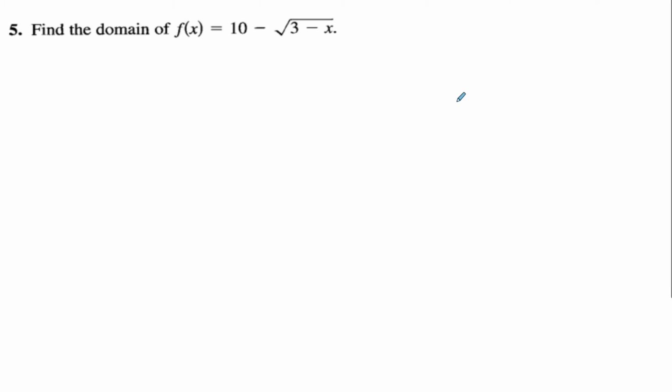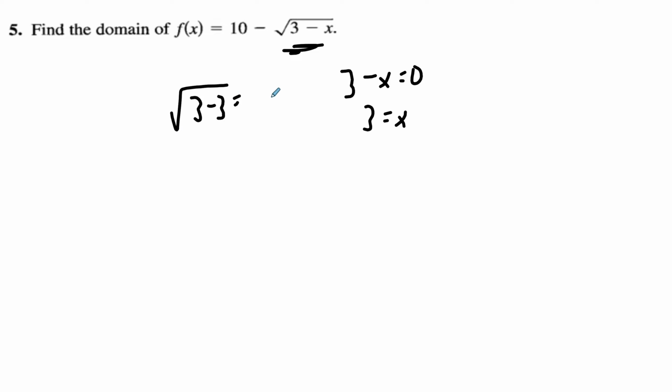Find the domain of, so what we're looking at is a square root function. So we're going to need to focus on this square root and figure out, are there any values of x that cause a problem? So when is 3 minus x equal to 0? Well, when x equals 3, because 3 minus 3 is the square root of 0, which is okay in my book. So it's okay to have 3 in there.